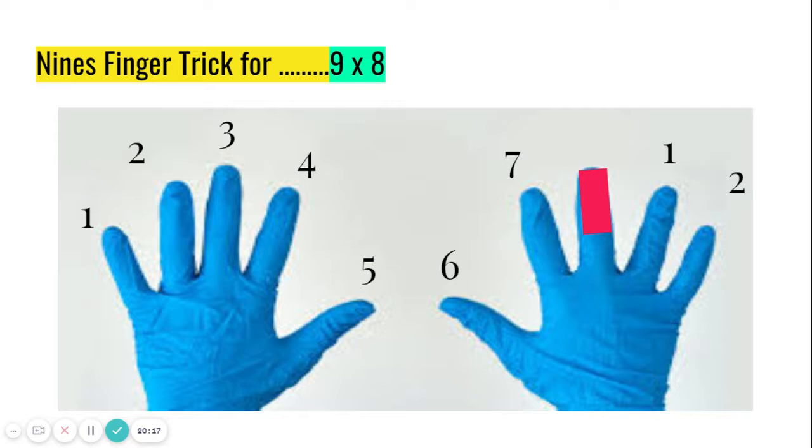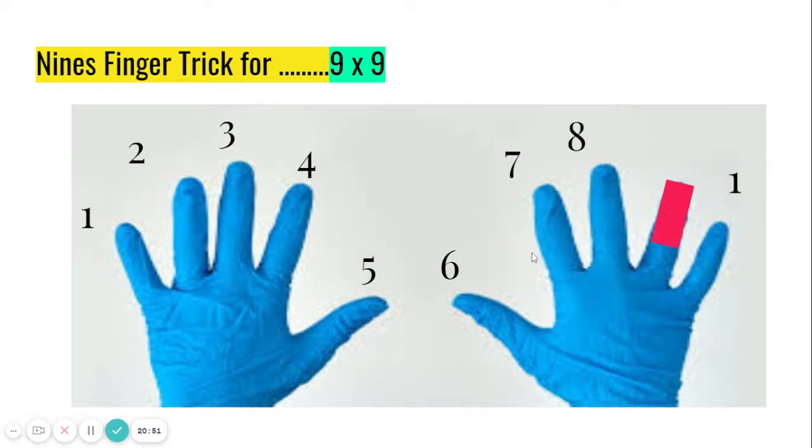Okay, 9 times 8. So we're going to hide our 8 finger. Hide it down, tuck it under. Ready? How many fingers are on the left side of that finger that's down? 1, 2, 3, 4, 5, 6, 7. So write a 7 down. And then on our right side, how many fingers are there? 2. So our answer is 9 times 8 is 72.